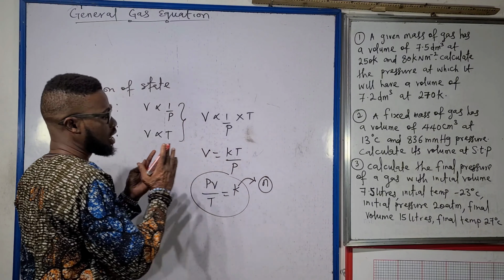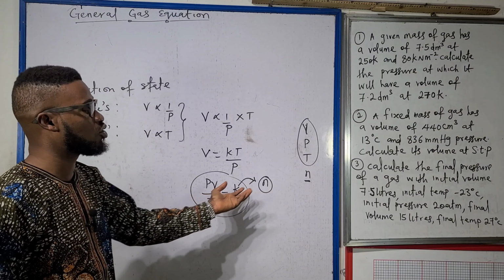Remember that the 4 parameters we use in describing the behavior of a gas are volume, pressure, temperature, and number of moles of gas, or the amount of gas. V, P, and T appear in this equation. The only variable not appearing is n. So for the equation of state, our number of moles of gas does not appear, so the constant represents that.